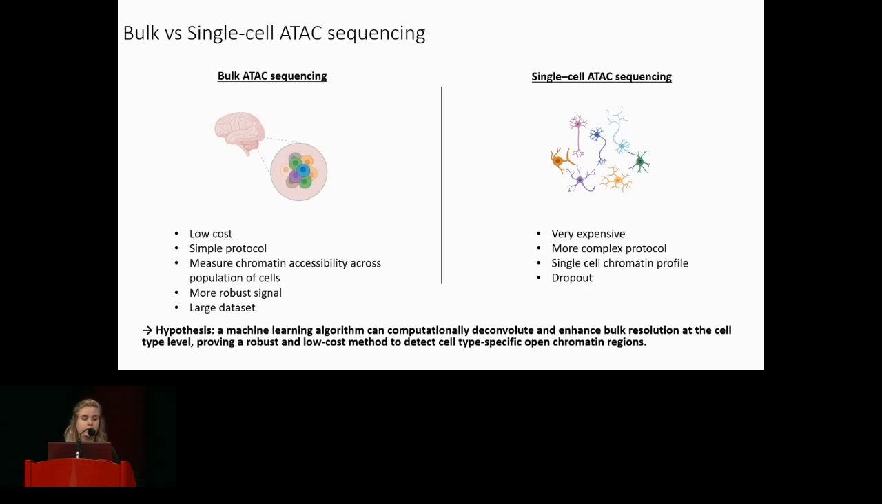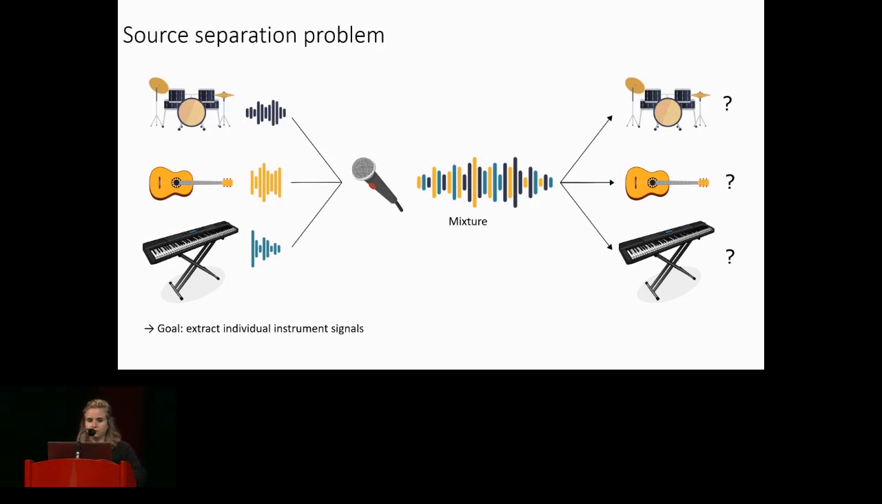So here we hypothesize that we could use a machine learning algorithm to reconcile these two techniques and computationally deconvolute and enhance the bulk resolution at the cell type level, providing a robust and low-cost method to detect the cell type-specific open chromatin regions. To do so, we take inspiration from the source separation problem. The source separation problem is a widely studied problem, especially in computer science and audio processing.